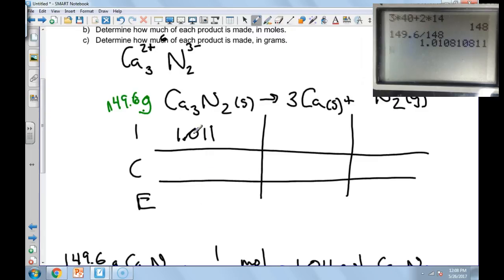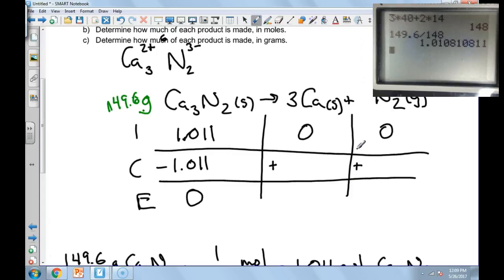Okay, so now let's make sure we put some more stuff in the ICE chart. This guy is going to be used up, so we're going to have 0 of that at the end. These two things are being produced in the reaction, so we don't have any of those to begin with either. So this, we're going to subtract 1.011 moles. That's the only way we're going to get this down to 0. So we're going to add some things on this side. It's okay to put your plus here.